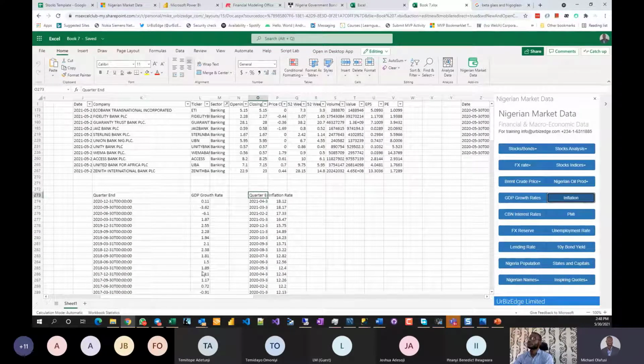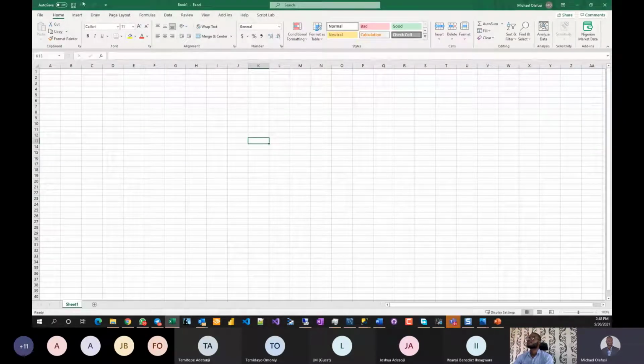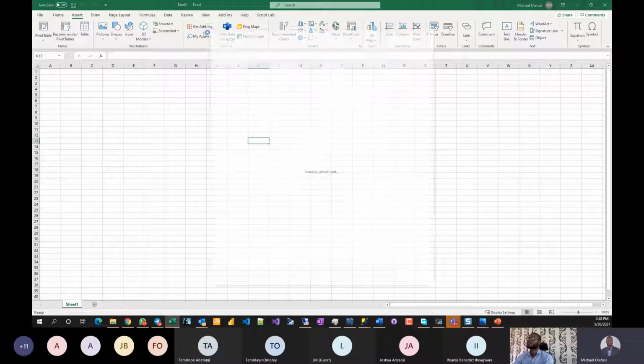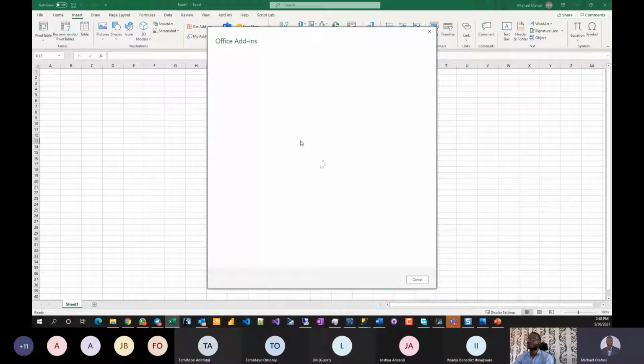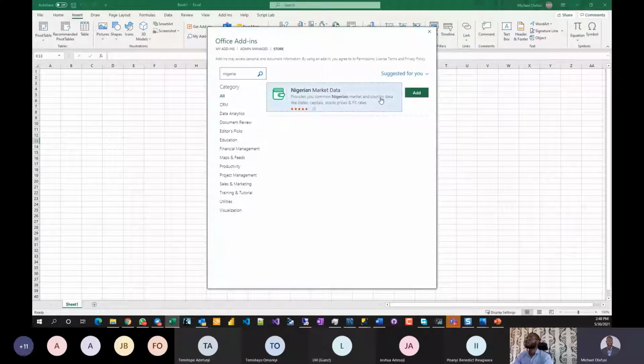Now, what about where you have Excel? How can you access this on your Excel? It's the same thing too. On Excel, you just go to Insert, you go to Add-ins, and then you click on Store, and you type Nigeria market data. Just type Nigeria. We're the only ones that have Nigeria in our name. So if you type Nigeria here, it's going to come up.